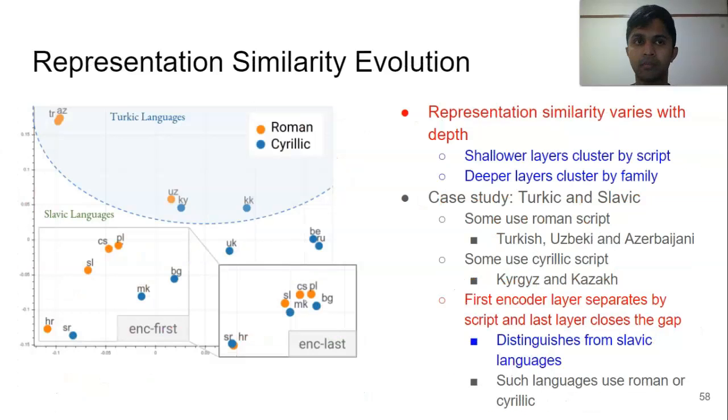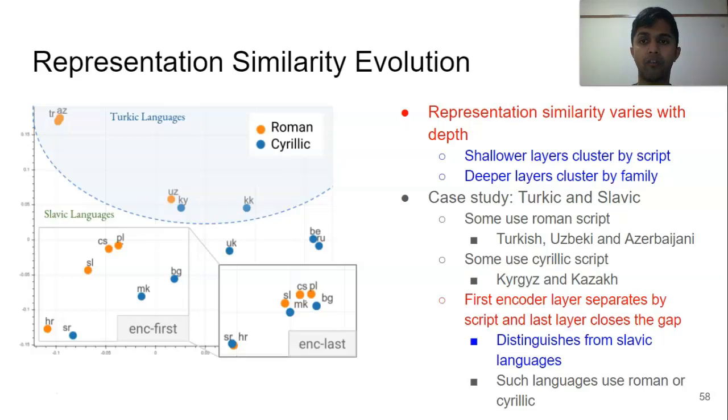Now that we know that multilingual models perform some kind of language family clustering, it's also interesting to study the representation similarity evolution depending on the depth. So the study shows that representation similarity varies with depth, where shallower layers tend to cluster languages according to script and deeper layers tend to cluster according to family. In other words, language families are more evident when you take representations from deeper layers of the encoder.